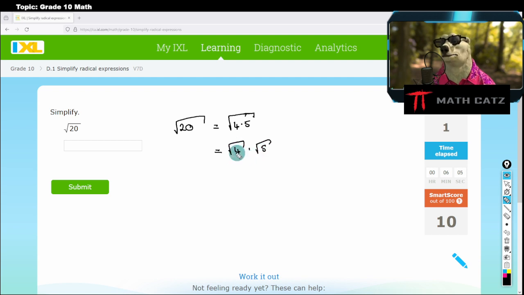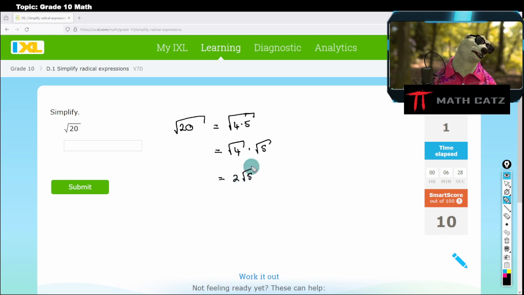I don't need to write 2 squared. As long as I recognize it as a perfect square, I can write 2 root 5. And the fact that I have a symbol here allows me to not write a dot or a times symbol in between. The multiplication is implied if I have nothing in between.